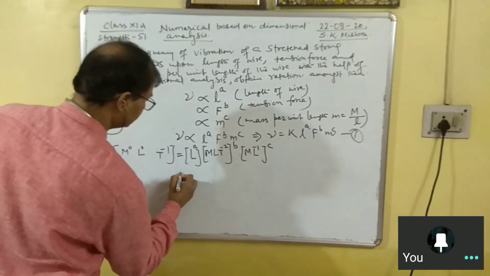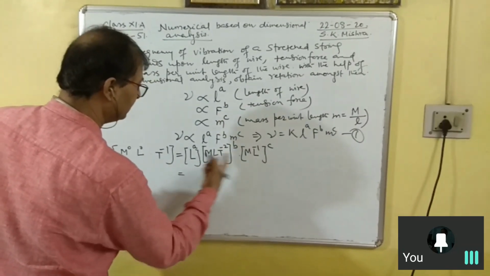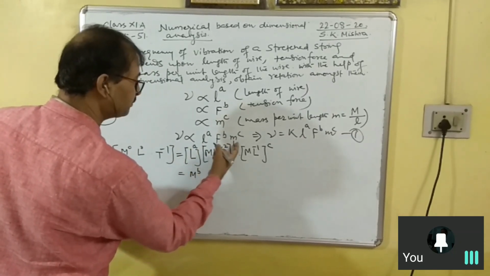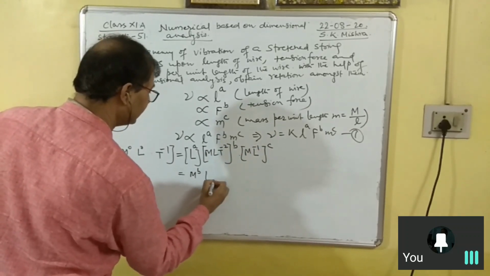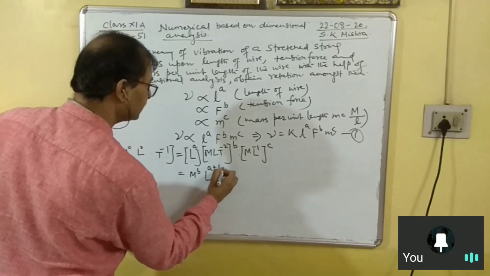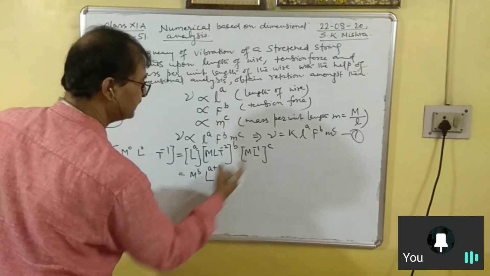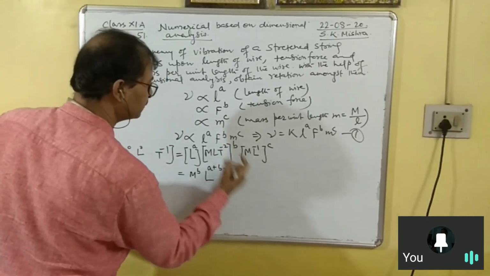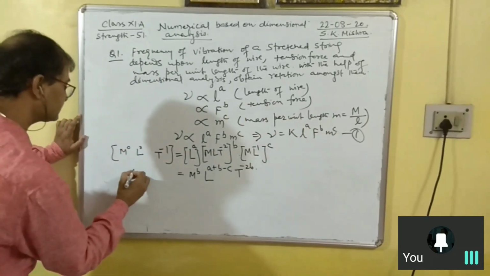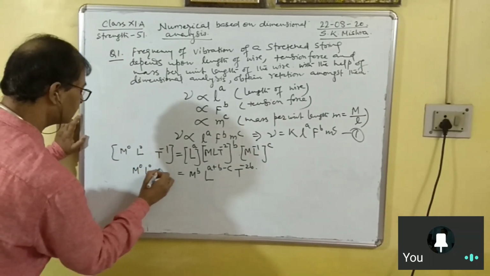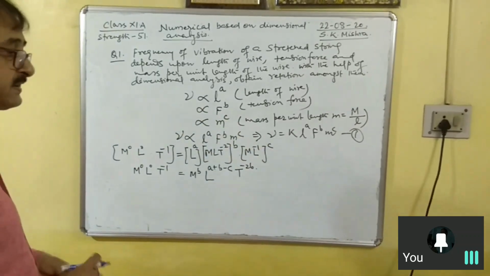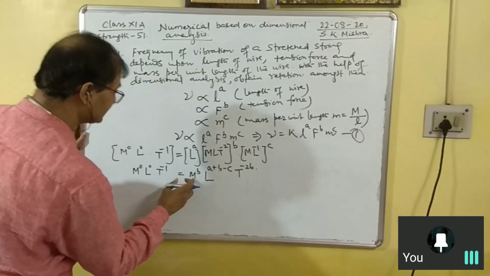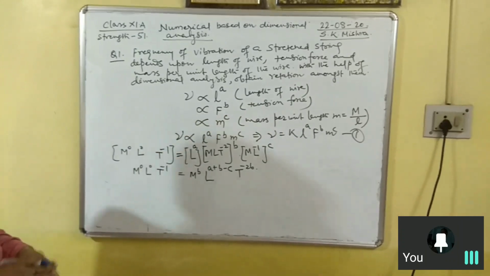Now just take the terms which have equal bases. M raised to B, L raised to A, L raised to B, L raised to minus C. So I write L raised to A plus B minus C. Then T only one, T raised to minus 2B. And this side it is M naught, L naught, T raised to minus 1. Now using the principle of homogeneity of dimension, it tells that the powers of equal bases are equal.